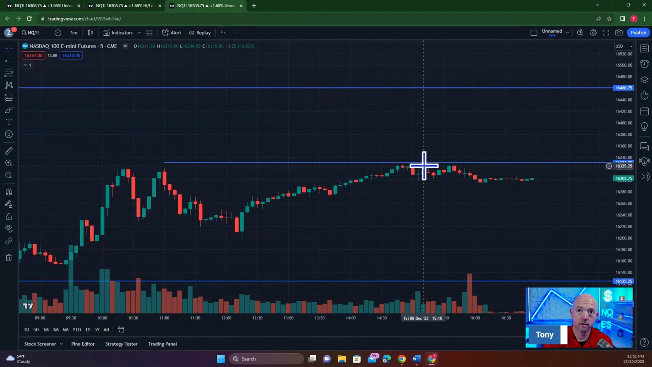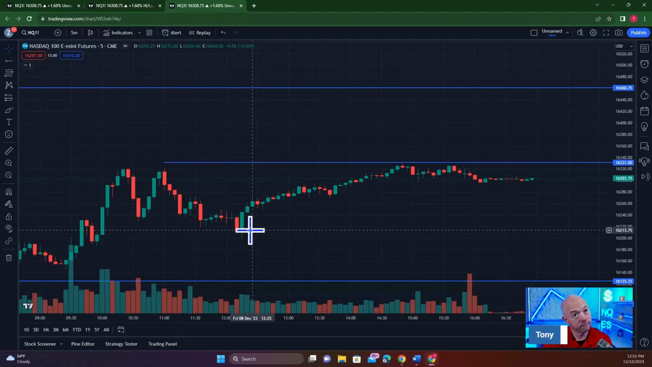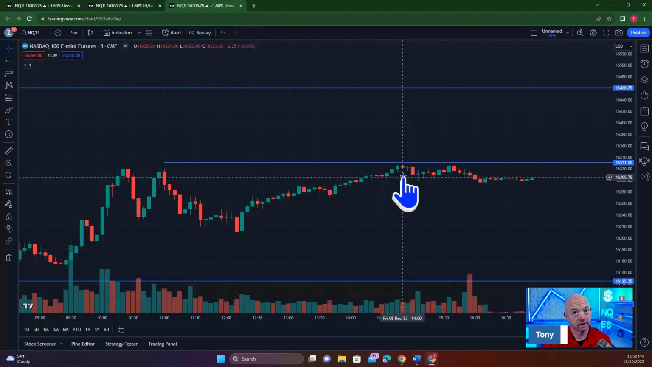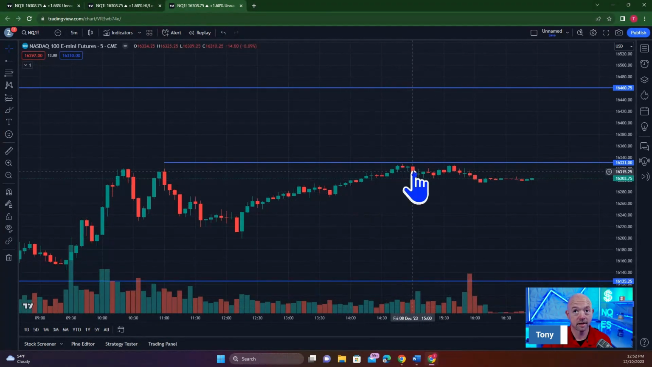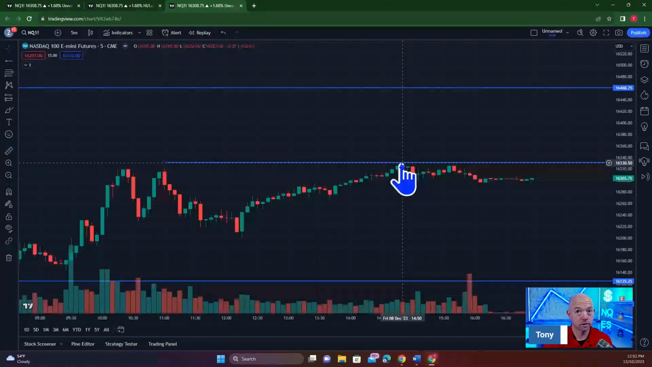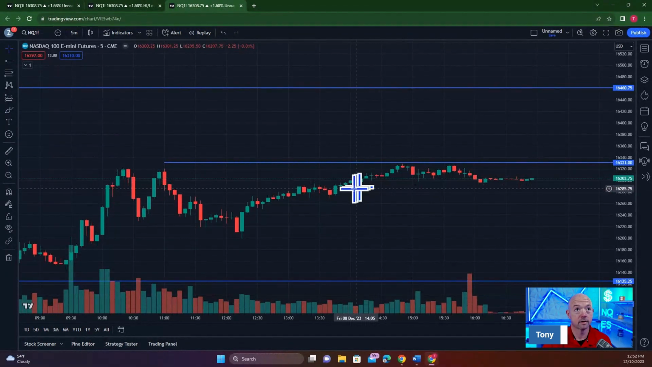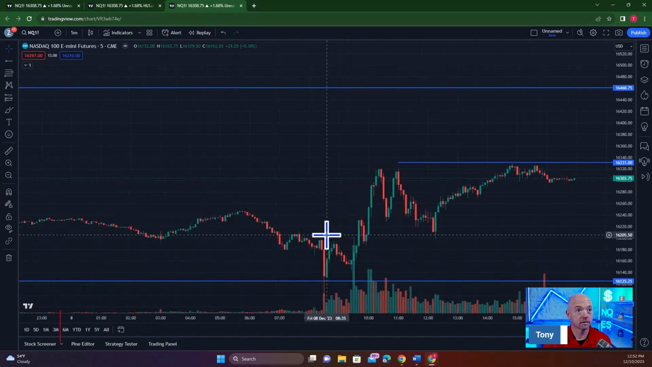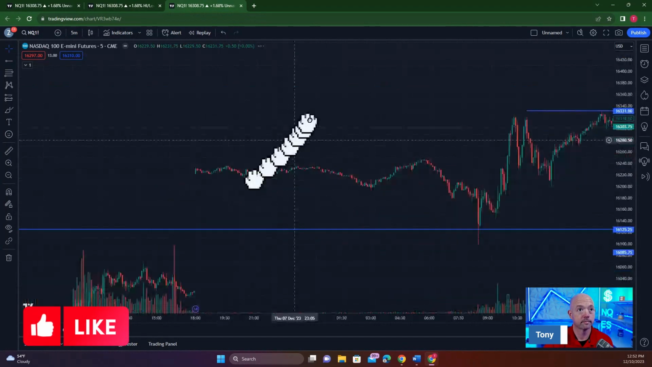So all you have to do is decide at this level, which is 16,330. If you're confused, you're concerned, you don't know to go long or short, as you approach this level, all you have to ask yourself is is it going to hit that and reject, or is it going to hit that and break through? And don't do anything until you see it do that. So once it hits that level, you could go short because it's pulling back.